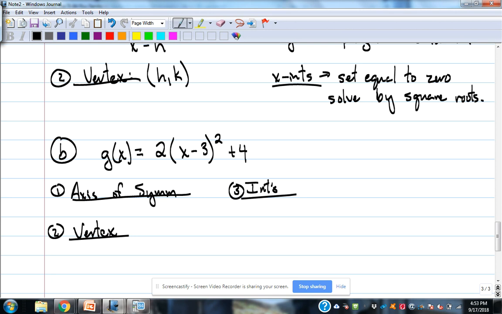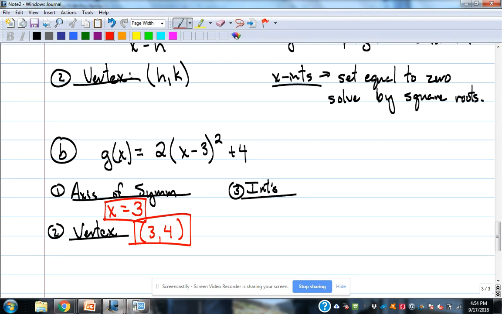What do I know about the vertex of this particular equation? It's (3, 4). What do I know about the axis of symmetry? Remember, it matches that guy. x equals 3. The axis of symmetry is always going to match the x value of the vertex. Always got to be the same number. If they're not, something's wrong.